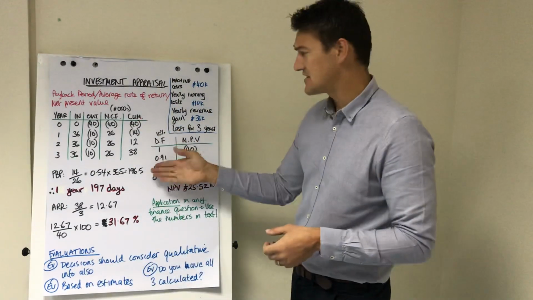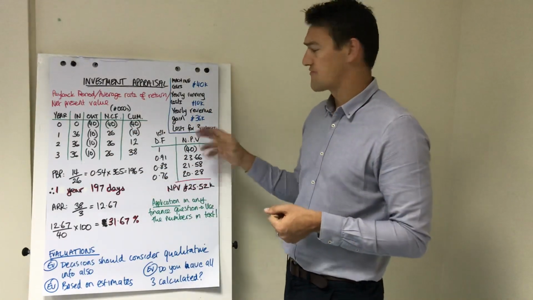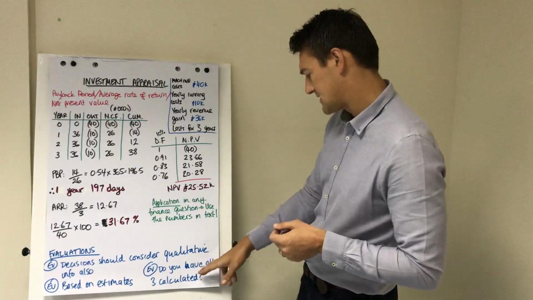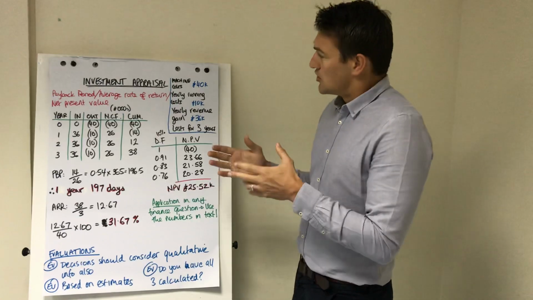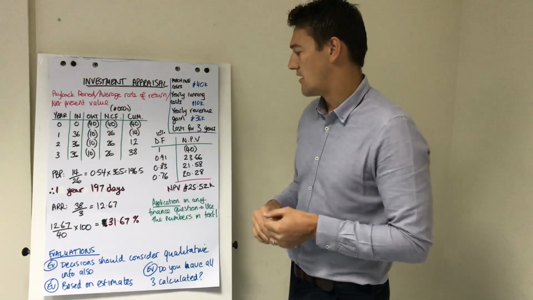Secondly, these are just estimates. We're saying yearly revenue gain in year 1, 2, and 3. That's an estimate, so we can critique this model based on the fact it's estimates. And then lastly, you might be asked a question to do the payback period and make a decision, to do the ARR and make a decision.